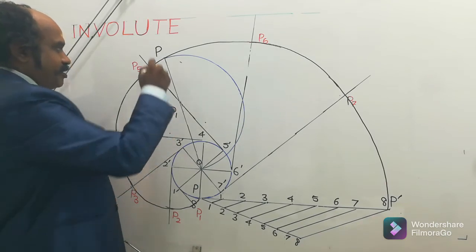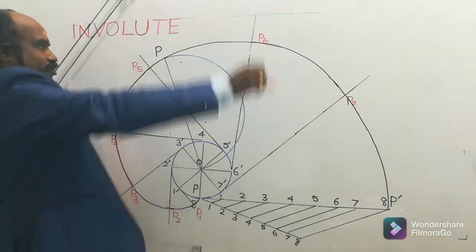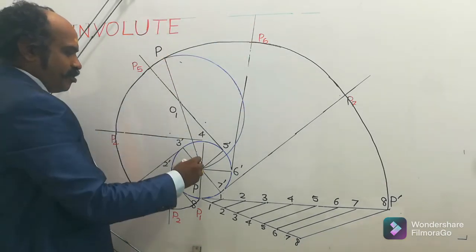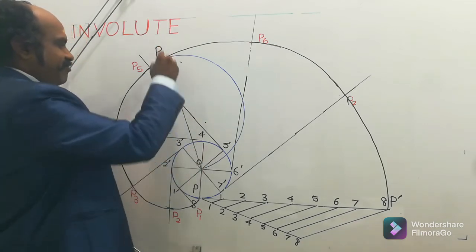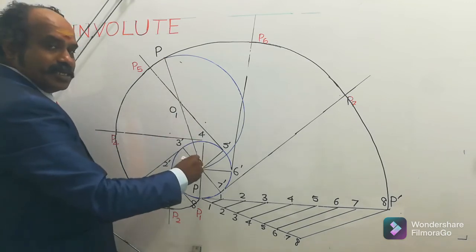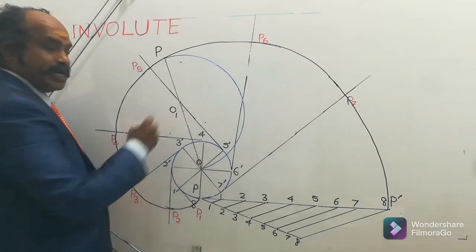So locate any point P on the curve. Join P and O, the center of the circle. On the line OP, locate the midpoint, the center of the length of line OP. Mark that point as O suffix 1.